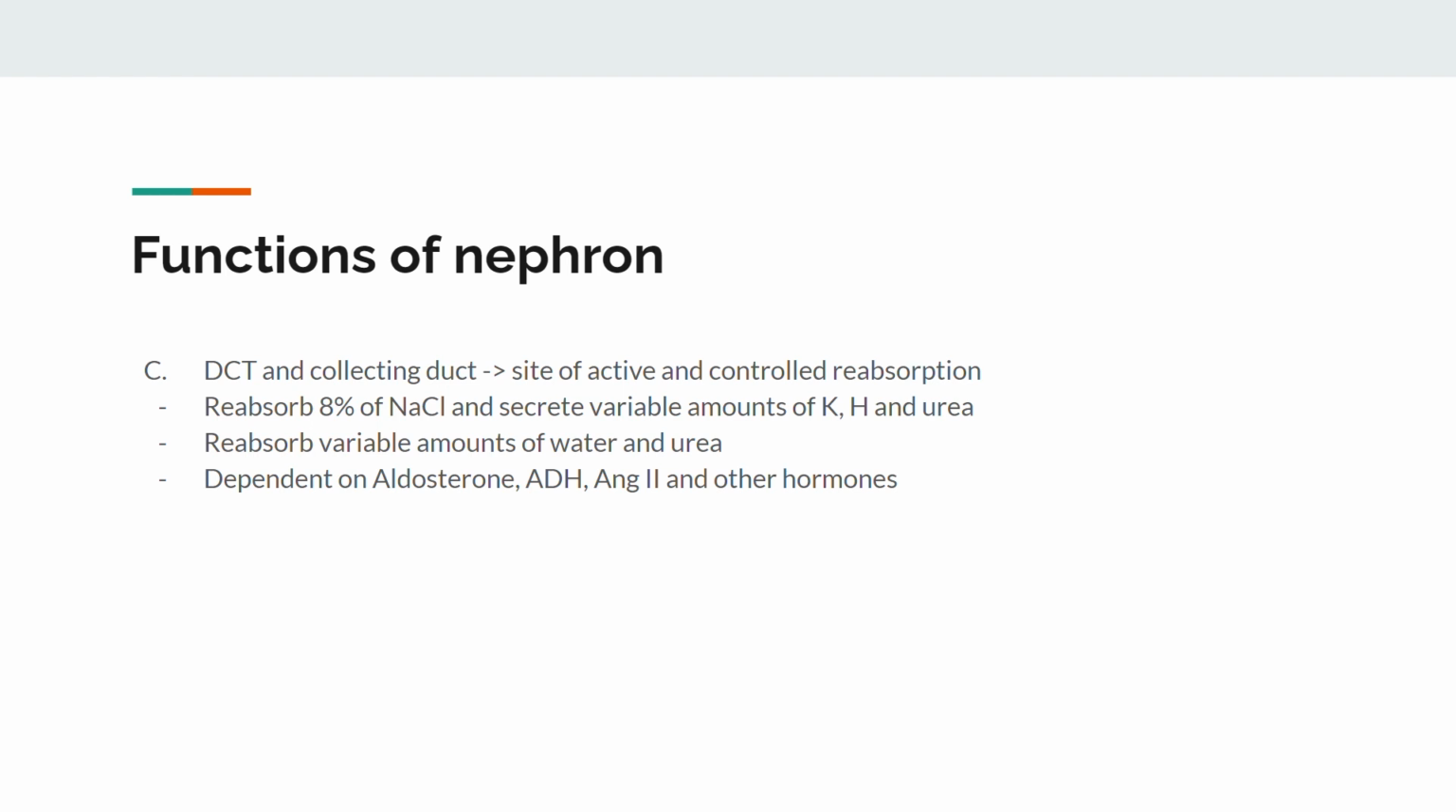So you reabsorb about 8% of the sodium chloride and secrete variable amounts of potassium, hydrogen, and urea, and the variability depends on the hormones that are at play and whether you're in a metabolic acidosis, a hyperkalemic state, something like that. It also reabsorbs variable amounts of water and urea, and this is all dependent, as I said, on aldosterone, ADH, angiotensin II, and other hormones.